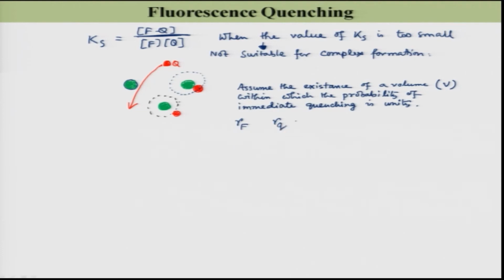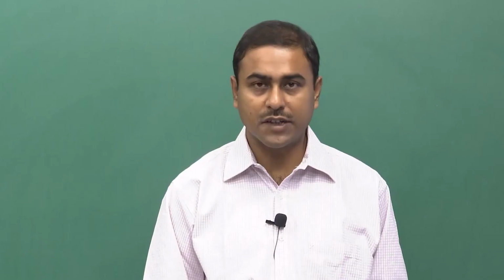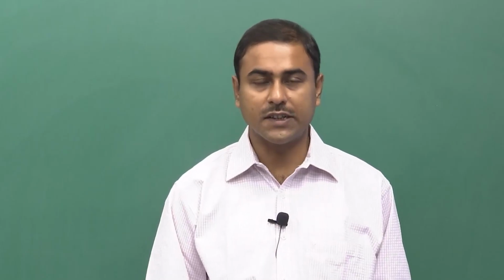So, that particular volume V is equal to 4 by 3 pi (R_f plus R_q) cubed, right. It is about this kind of volume. Okay. So, if the fluorophore is present within it, then the probability of quenching is unity. That is what I assume, right. And let me also tell that the mean number of quencher molecules within this volume V is lambda.